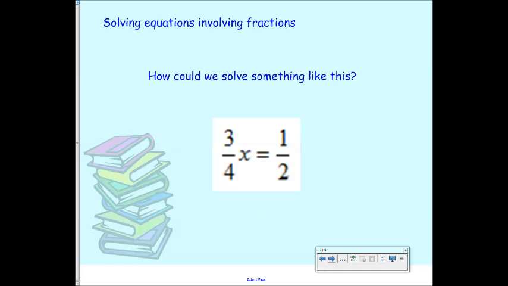Like the other one? So what am I going to multiply by here? 4 over 3. Why? That's the reciprocal. So 4 over 3. If I do it here, what do I do here? Same exact thing. Good. Great job, guys.